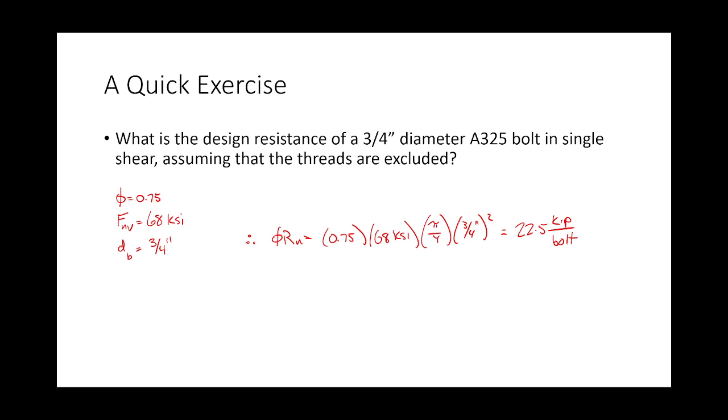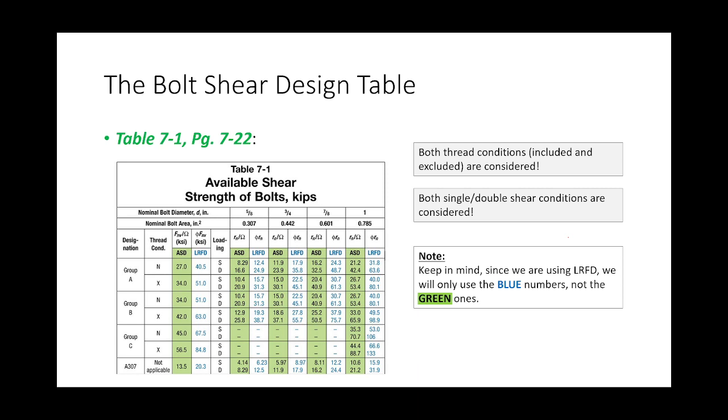All right, let's check and see if you're right. I'm going to show you one of the most handy design aids in the AISC Steel Construction Manual. This is Table 7-1 on page 7-22, so this is in the middle of the manual. This is one of the first design aids that we've used that has some color to it, the ASD and the LRFD color codes. Does anybody remember what color we're going to use, the green or the blue? The blue. We are always going to use the blue numbers.